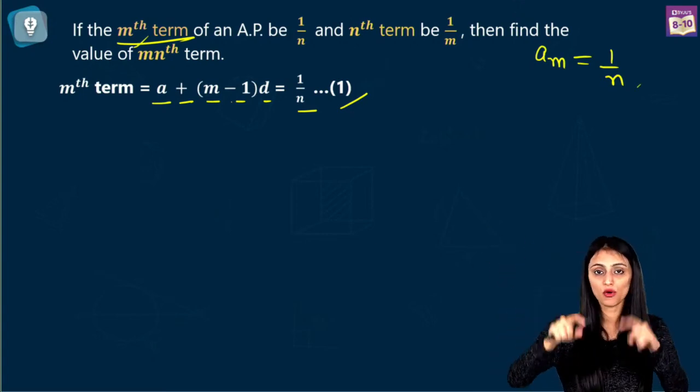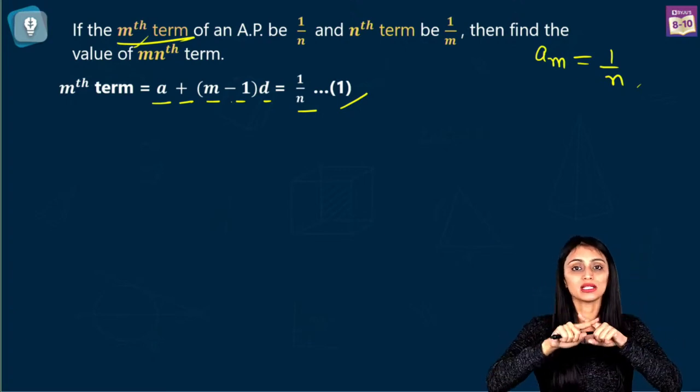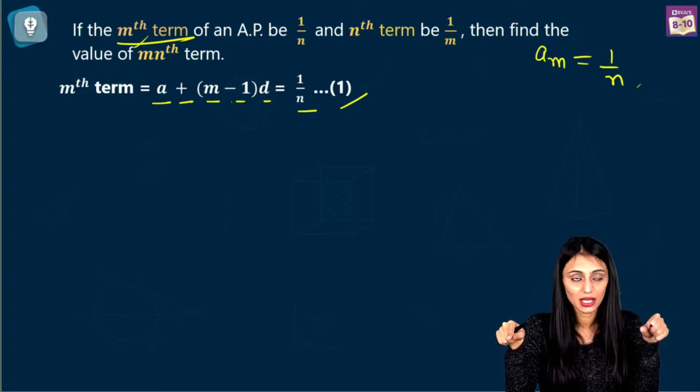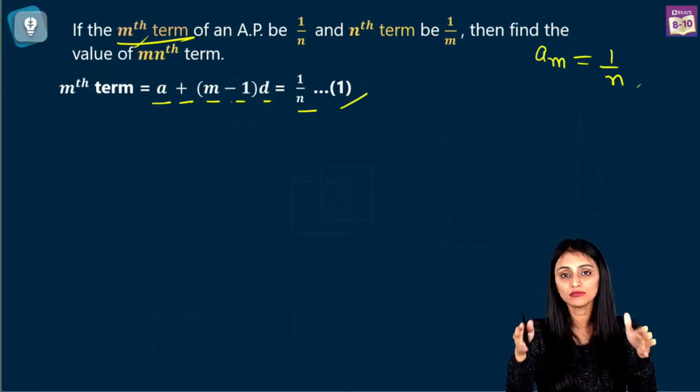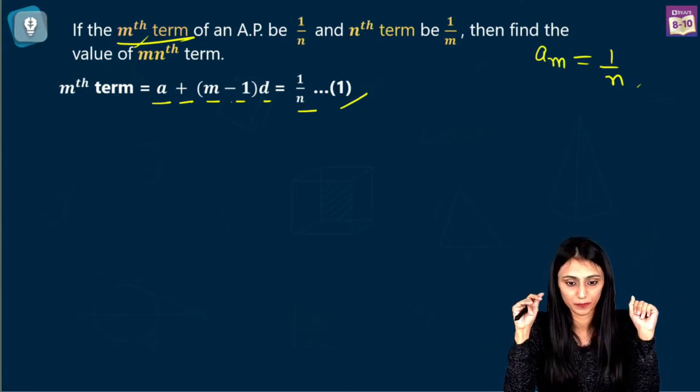But yes, this is for sure. Both these numbers are representing different values. M is representing some value, n is representing some other value. That is why we have got different variables over here.